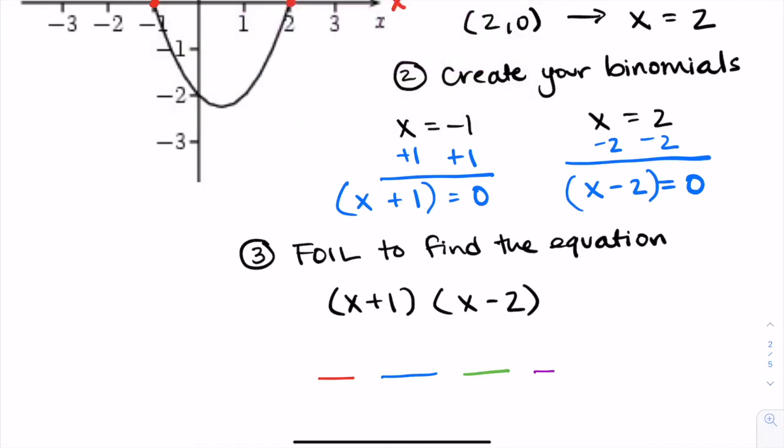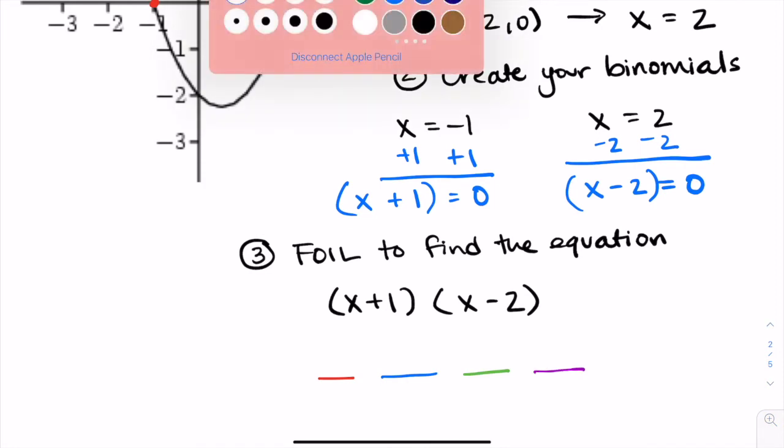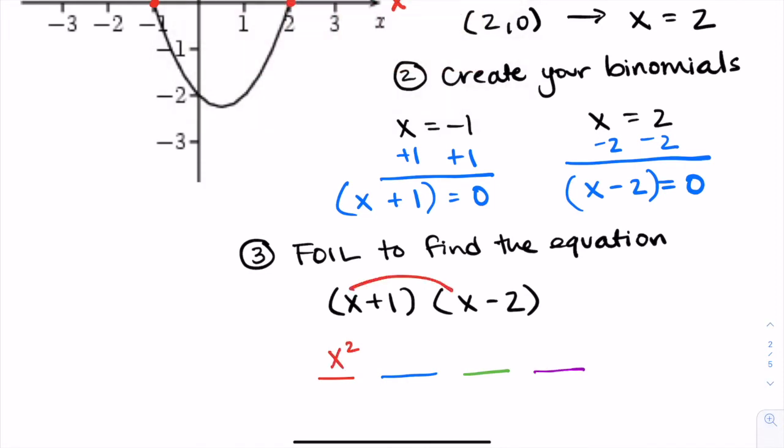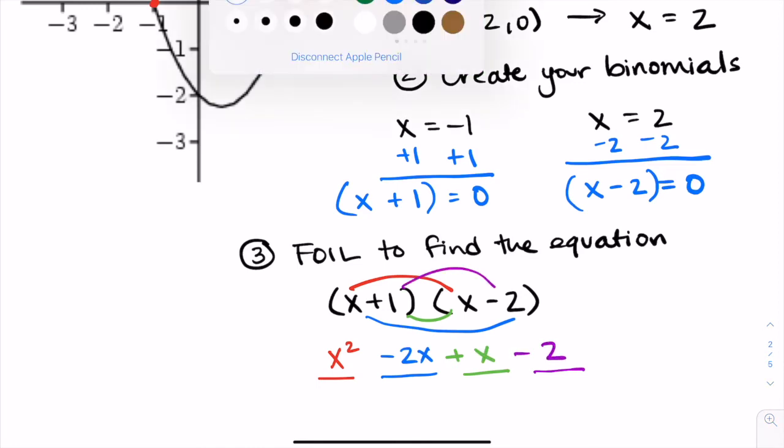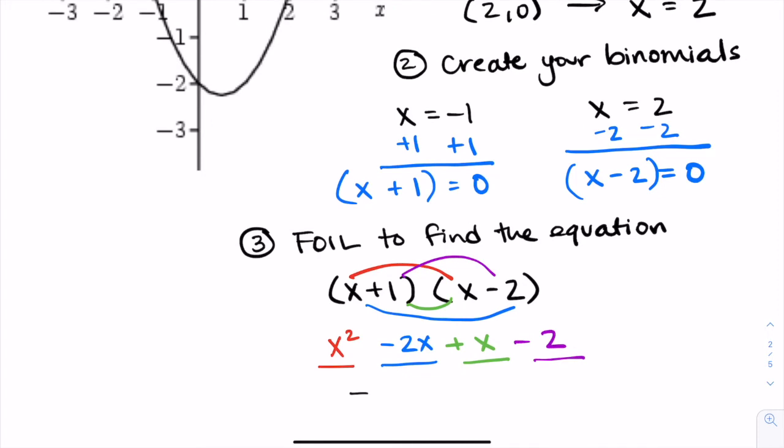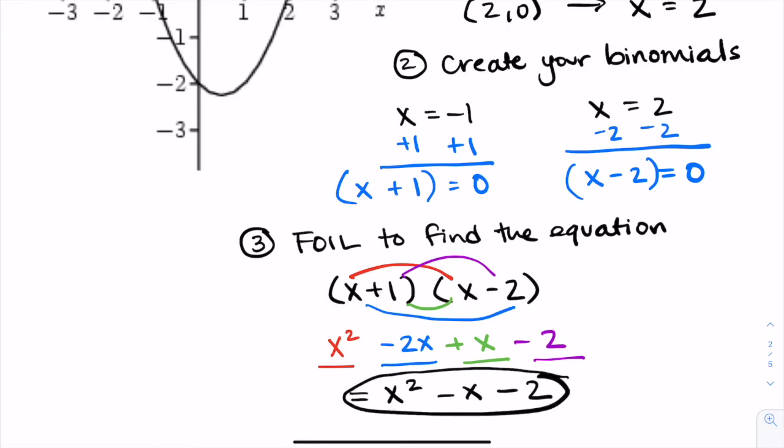So again, when we're FOILing, we're thinking first, outer, inner, last. So I first multiply my two x terms and I get x squared. My outer terms give me -2x. My inner terms give me x. And my last terms give me -2. When I combine like terms, I am left with x squared minus x minus 2.